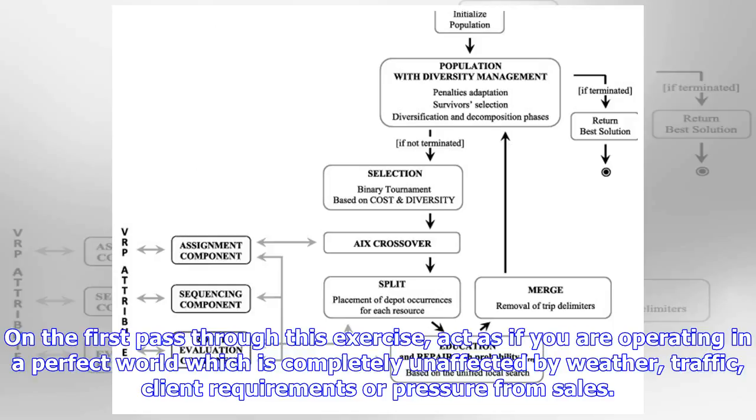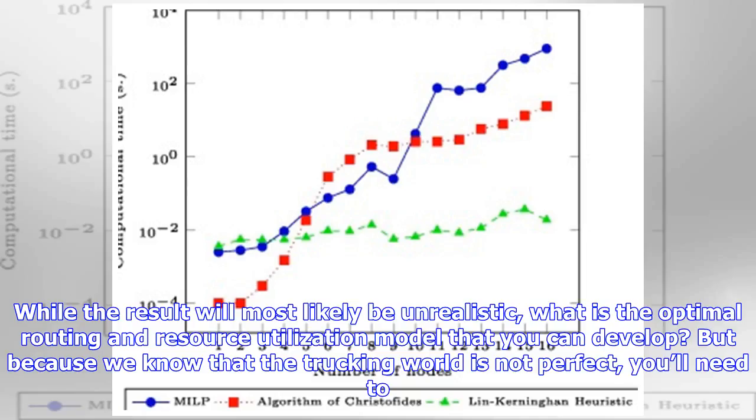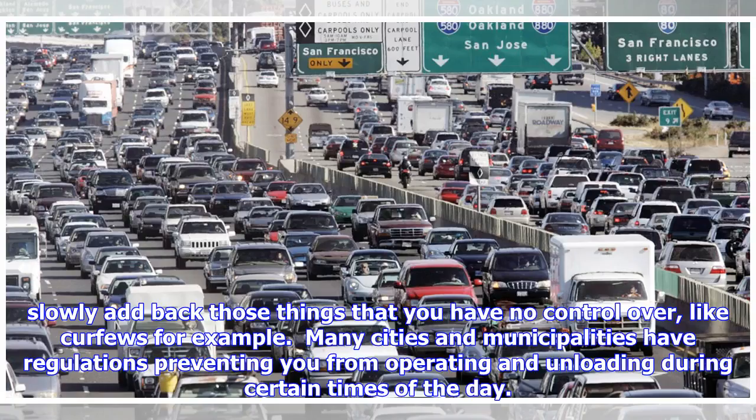On the first pass through this exercise, act as if you are operating in a perfect world which is completely unaffected by weather, traffic, client requirements or pressure from sales. While the result will most likely be unrealistic, what is the optimal routing and resource utilization model that you can develop? But because we know that the trucking world is not perfect, you'll need to slowly add back those things that you have no control over, like curfews for example.